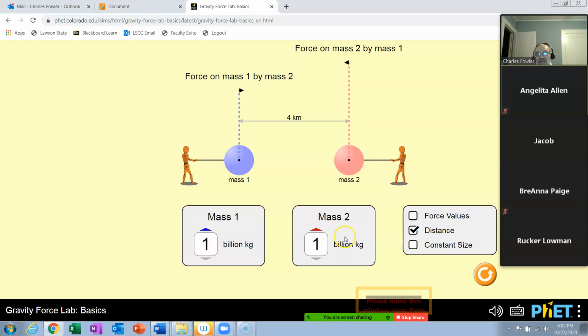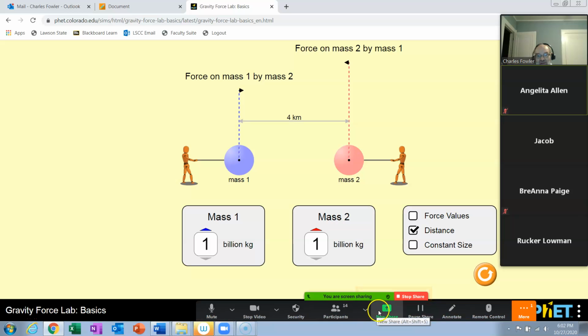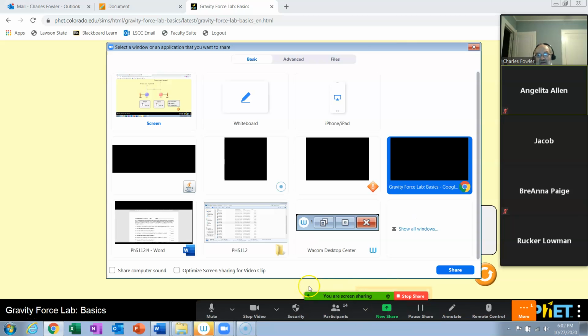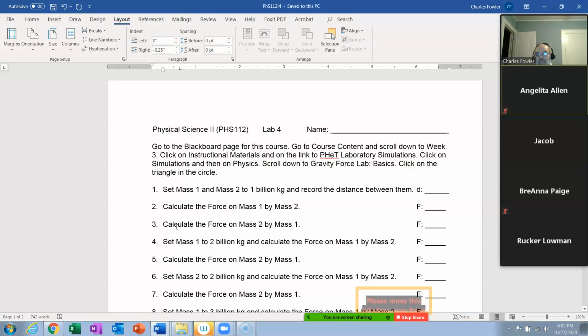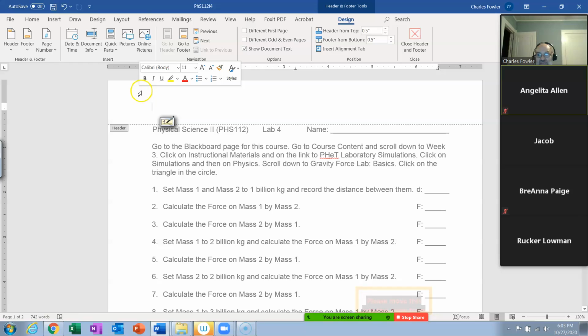Now, let's go back to the lab. And it says calculate the force on mass 1 by mass 2. Now, I'm just going to try to see if I can write on this screen. I know I can't on the other one, but let me see if I can write on this one. Do you remember what the formula was for the force due to gravity? Let me see if I can write. No, I can't.